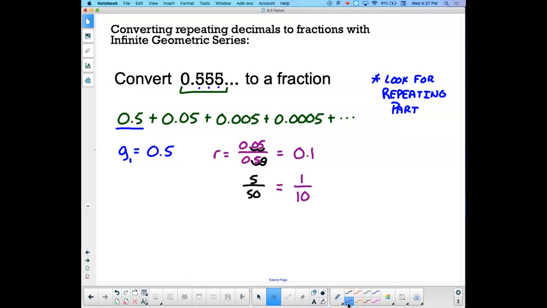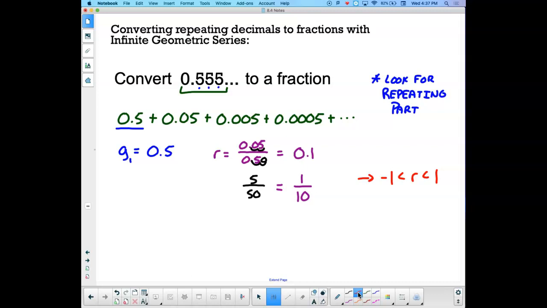Both can be divided by 5. So my r value here is 1/10. And hey, look at that, r is in the range of -1 to +1. We know the first term, we know our r value.